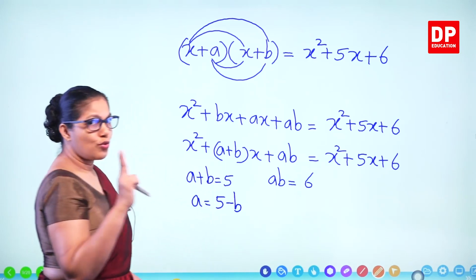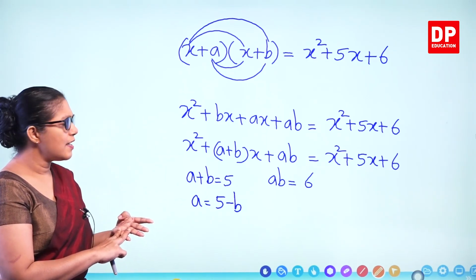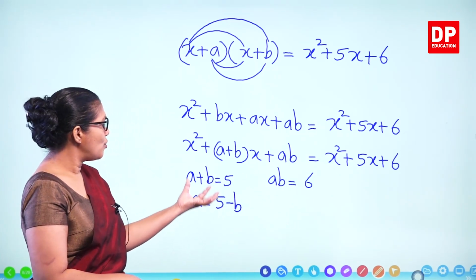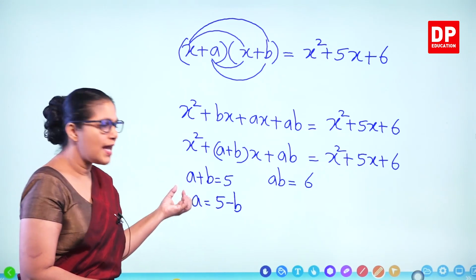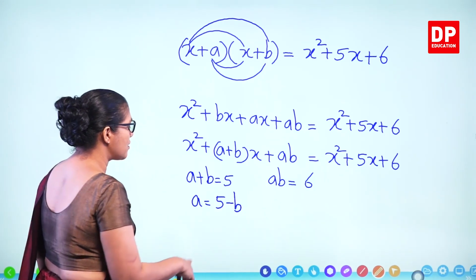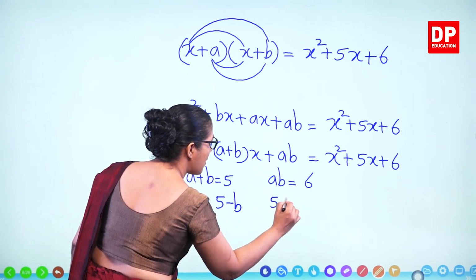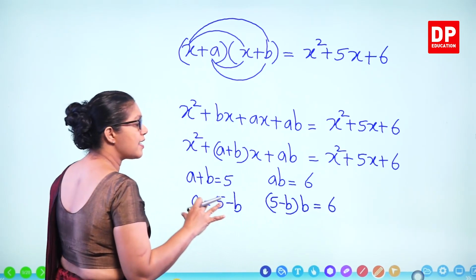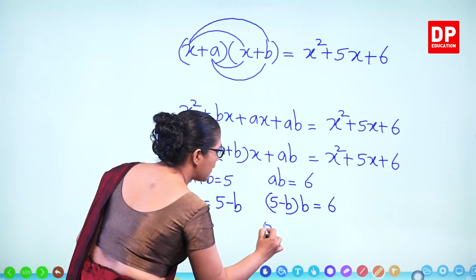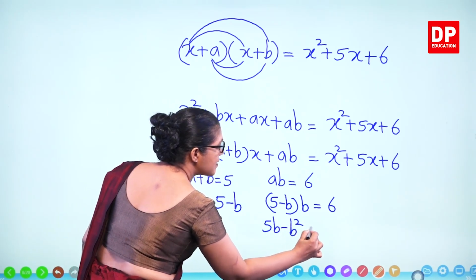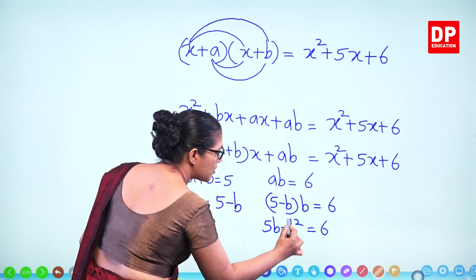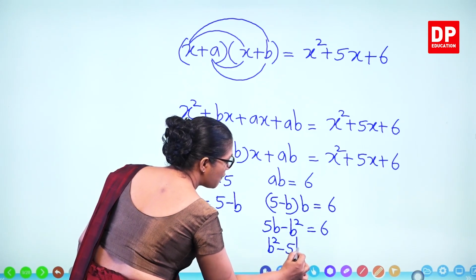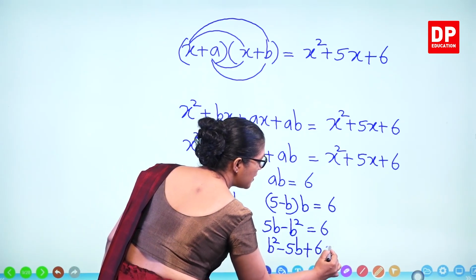So this is like 2 equations, 2 unknowns, a simultaneous equation, but not like before. This is addition, this is multiplication. So what we do, make one variable the subject and then substitute into the other equation. So instead of a, I can write (5 minus b) into b is equal to 6. Expand brackets and take all terms to one side. 5b minus b squared is 6. Then when I take all these terms to this side, I get b squared minus 5b plus 6 equals 0.